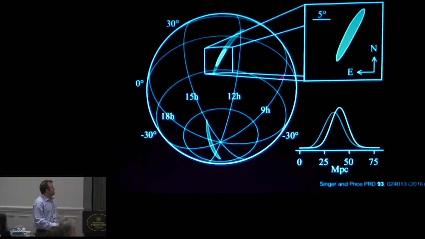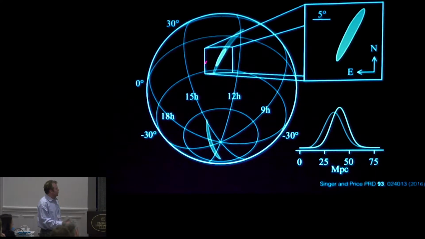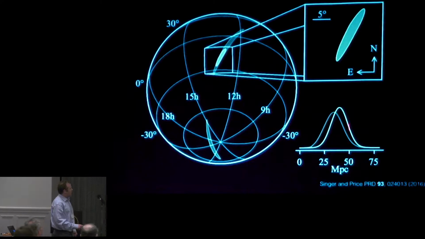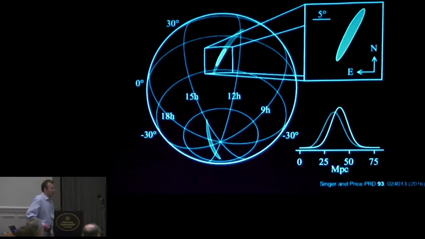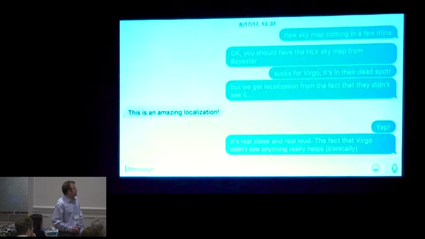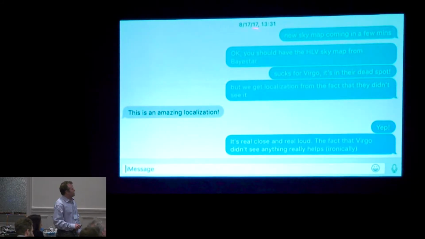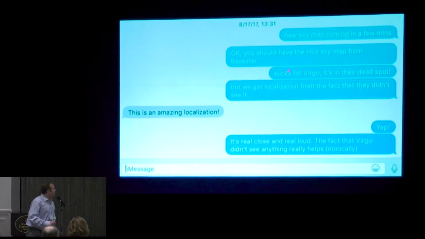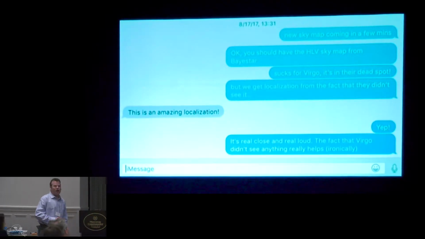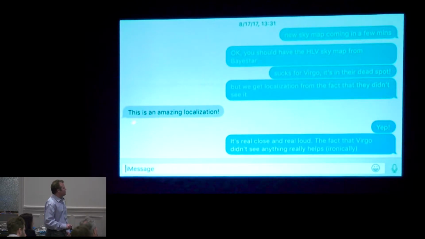So this is the sky localization that went out, this region right here. This is the Hanford-Livingston-Virgo sky localization, and it went out with a distance estimate. The distance estimate is very close, around 40 megaparsecs, and a very small sky region, and that went out to the astronomy partners so they could actually start searching for it. This went out around 13:31, a new sky map from BAYESTAR. Sucks for Virgo, it's in their dead spot. It's not quite in their dead spot, it's close to their dead spot.